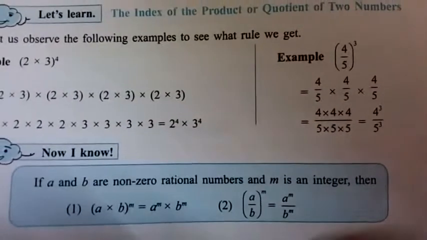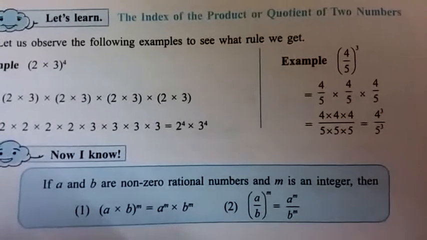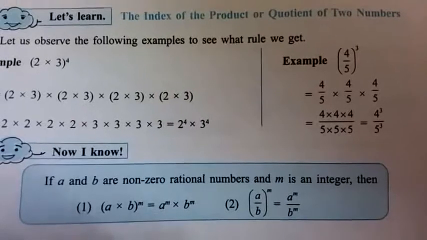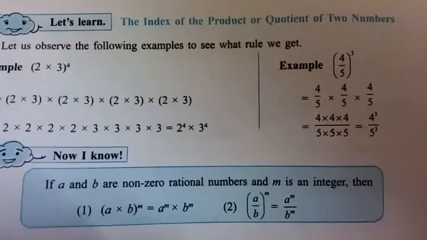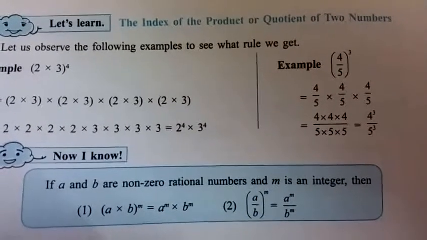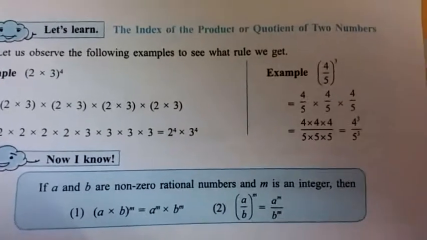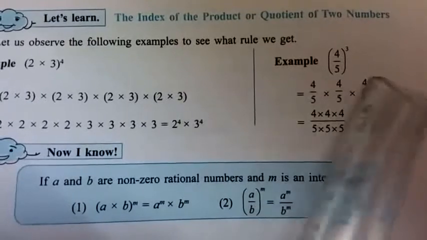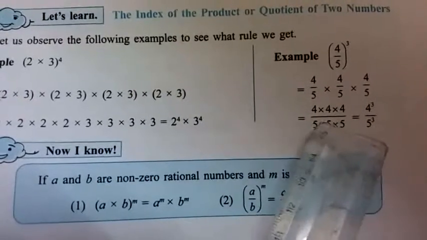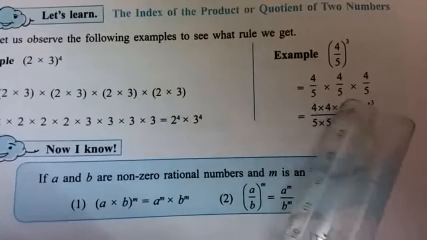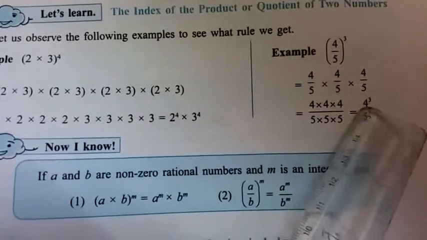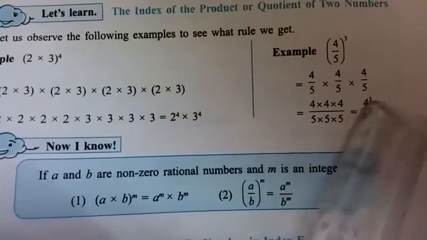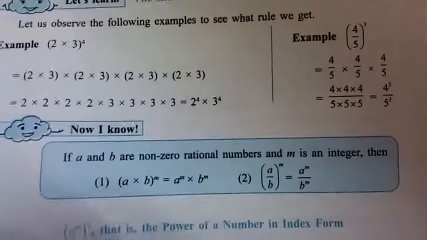One more example. 4 upon 5 raised to 3. Means 4 upon 5, this term is how many times? 3 times. Then write down 4 upon 5 multiplied by 4 upon 5 multiplied by 4 upon 5. Now write down the numerator and denominator. 4 multiplied by 4 multiplied by 4. How many times are 4 there? 1, 2, 3. And 5, 1, 2, 3. Means 4 raised to 3 divided by 5 raised to 3.